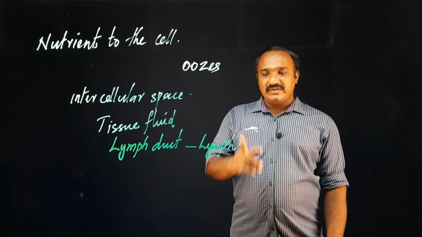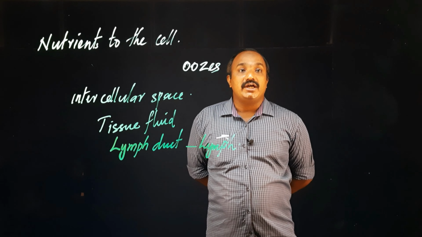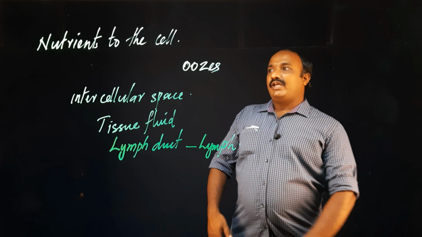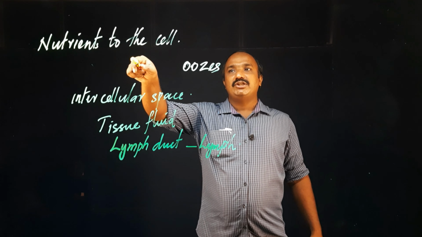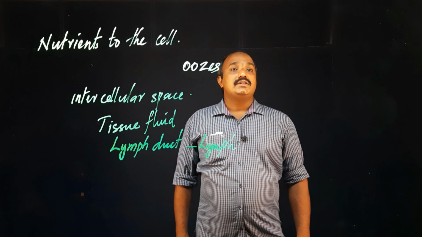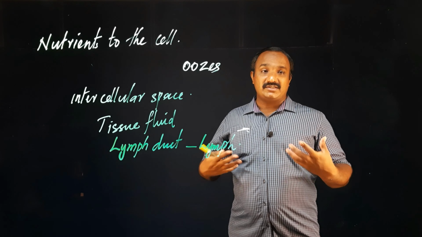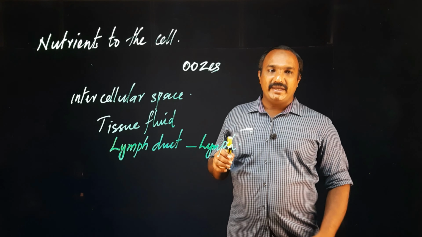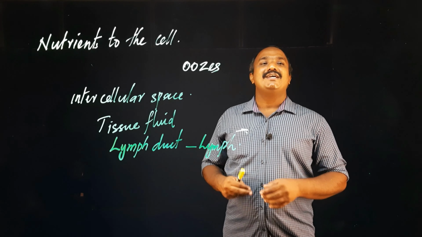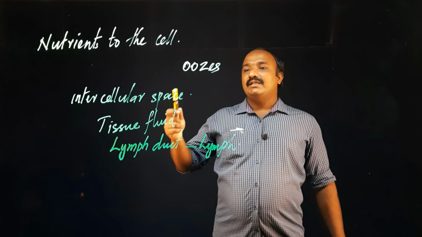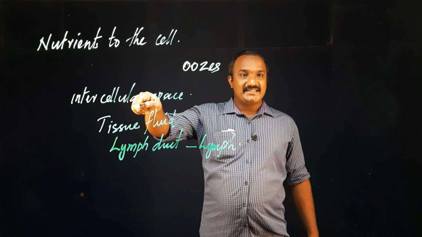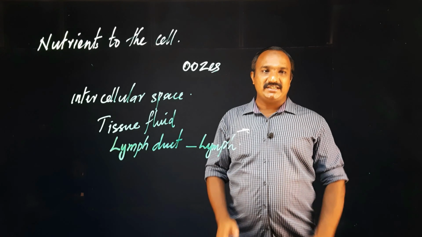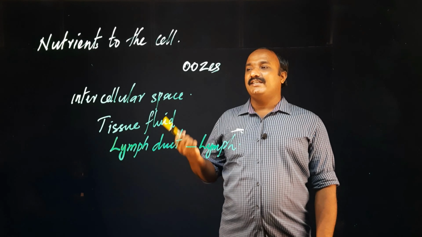This lymph also has a major role in the transport of nutrients. So these points are clear to you. Today we are studying how the nutrients reach the cell. The first point: when the blood passes through the capillaries, the fluid part of the blood may ooze out. Then it is collected in the intercellular space.